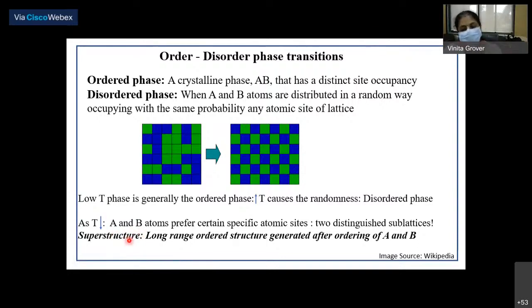So what is a superstructure? Now this is one term which you will probably come across, in ordering, disordering or some other way. A superstructure is a long range ordered structure generated after ordering of A and B. Why do I call it a superstructure? Let me make it clear so that later slides are also clear to you. You see this disordered structure, and listen to me very carefully now. This is a disordered structure. Suppose each square is an atom. I have blue atoms and I have green atoms.